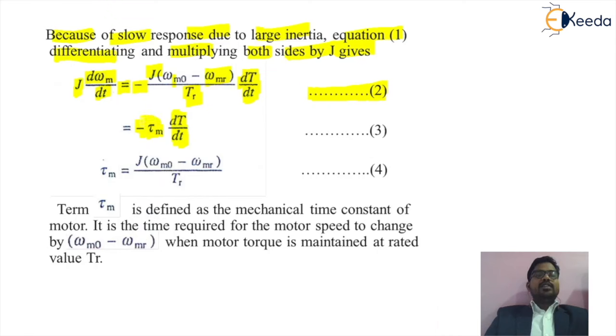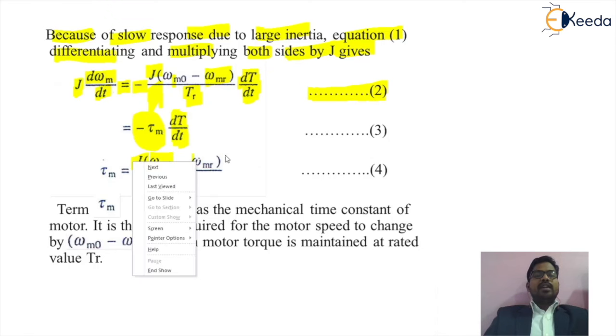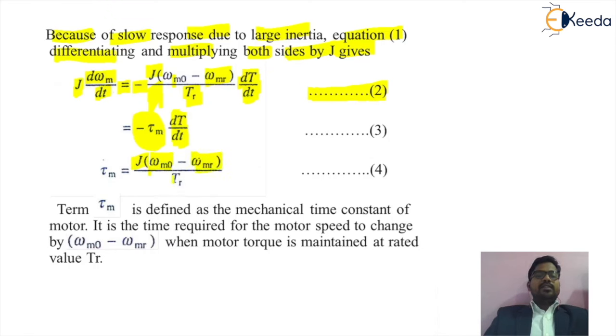So in that particular equation we get the value of minus tau m, and minus tau m is equal to J into (omega m0, that is the no load speed, minus omega mr, that is the rated speed) divided by the rated torque. This will be called equation number 3, and it gives the value of tau m, which is defined as the mechanical time constant of your motor.